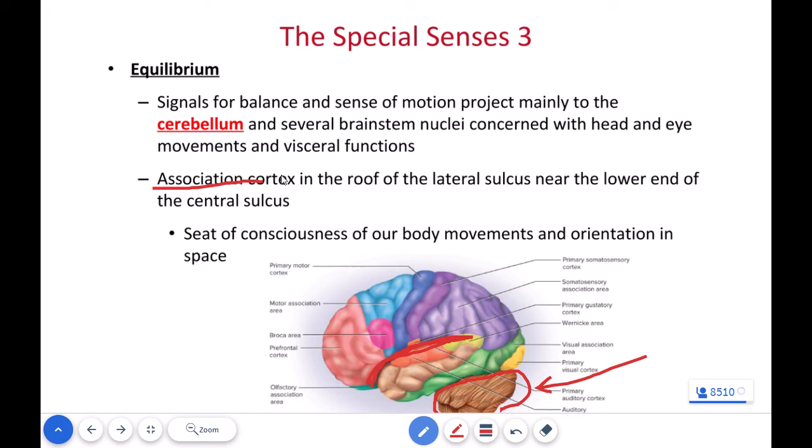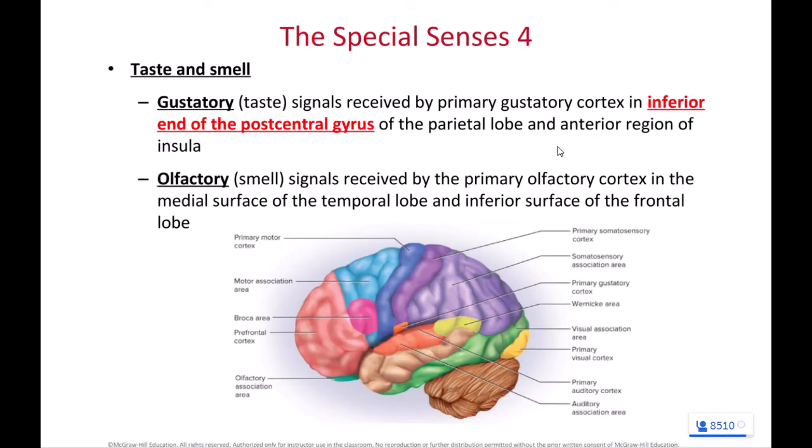When we are choosing to consciously move our bodies, that decision to consciously move our bodies is going to activate the association cortex. So consciousness of our body movements and orientation in space is associated with that. When we think of our sense of taste and our sense of smell, that's gustation and olfaction. Our gustatory center is the part of our brain associated with taste. Our olfaction center is the part of the brain associated with smell.